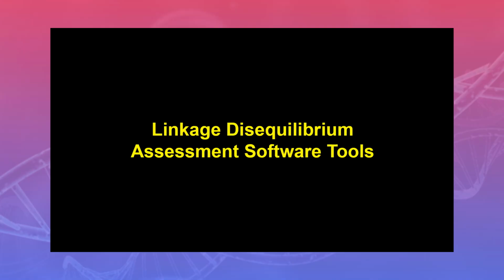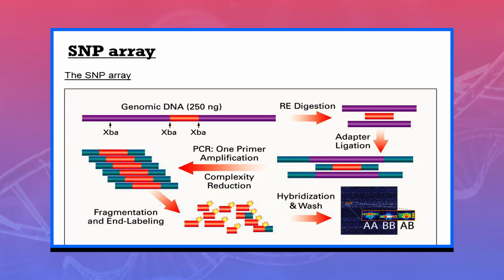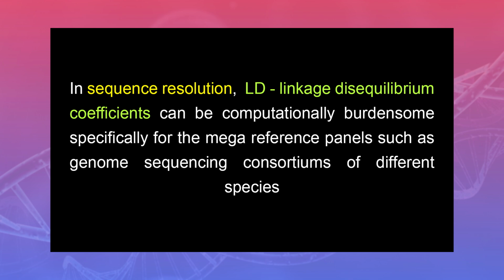Dear students, let's talk about the linkage disequilibrium assessment software tools. Estimating the linkage disequilibrium coefficient is computationally simple and can be performed using in-house scripts when the marker density is restricted to the genotypes of SNP arrays. In sequence resolution, however, estimating linkage disequilibrium coefficients can be computationally burdensome, specifically for mega-reference panels such as genome sequencing consortiums of different species. A number of sophisticated programs to estimate linkage disequilibrium statistics from sequencing data are freely available.